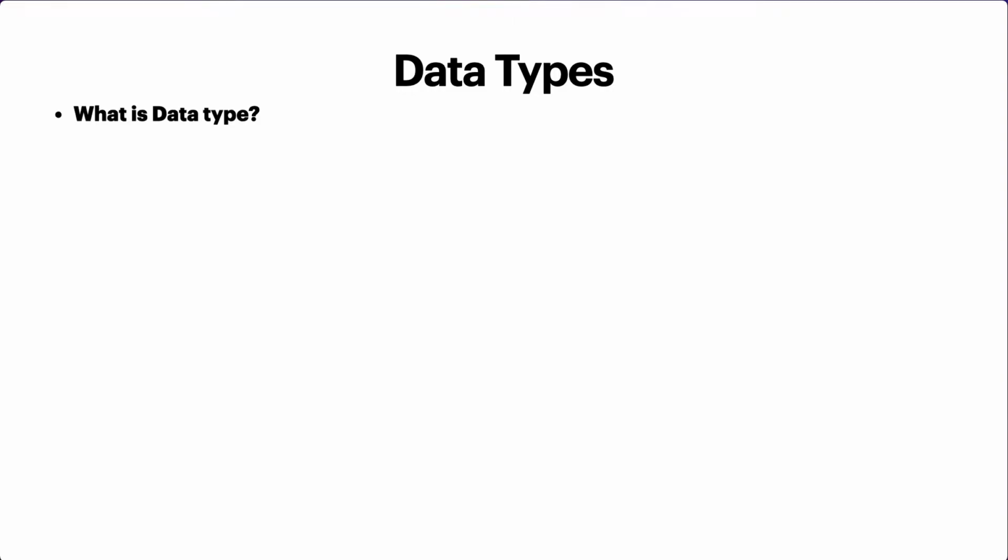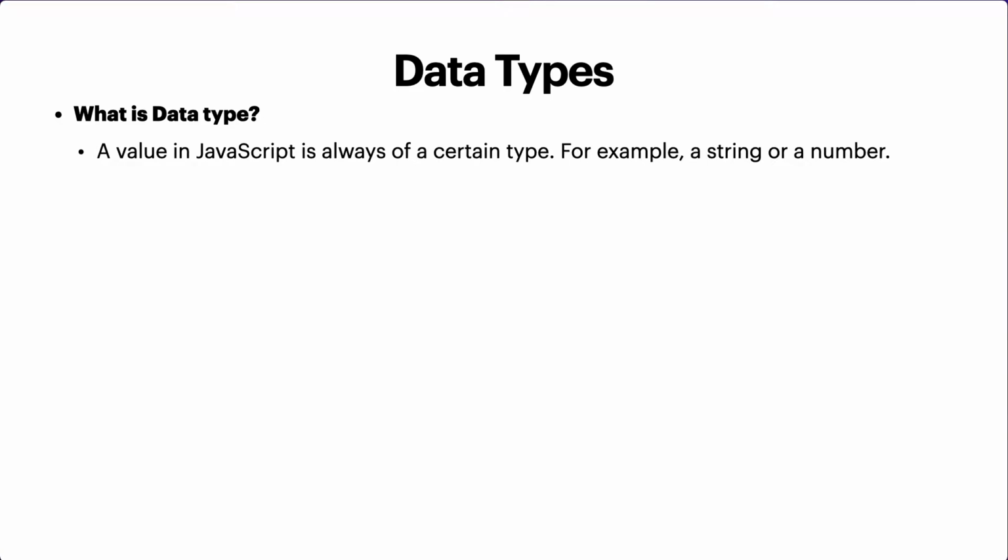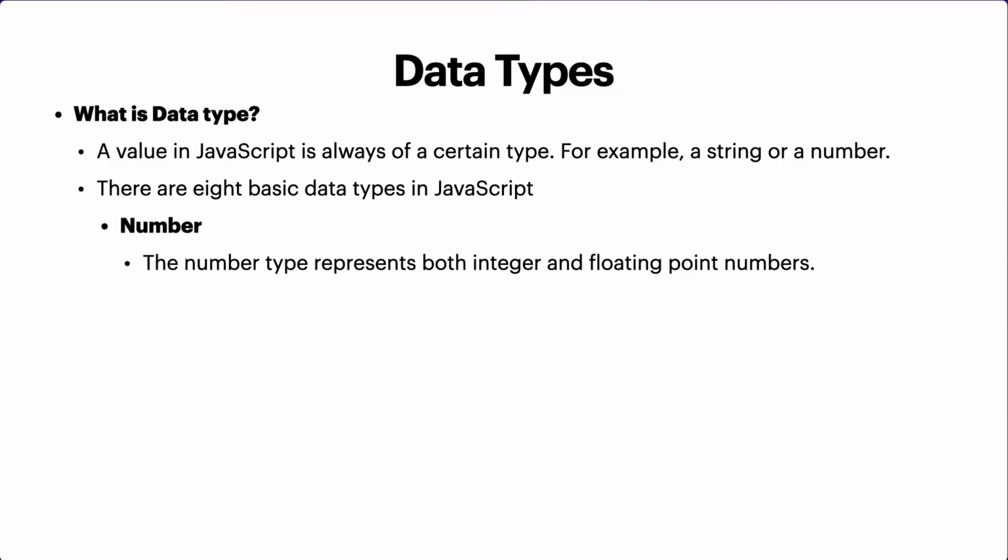What is a data type? A value in JavaScript is always of a certain type, for example, a string or a number or anything. There are 8 basic data types in JavaScript. Number. So we're going to be talking about a number first. A number type represents both integer and floating point numbers.